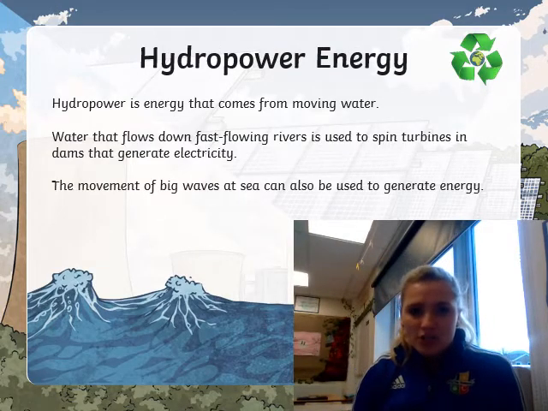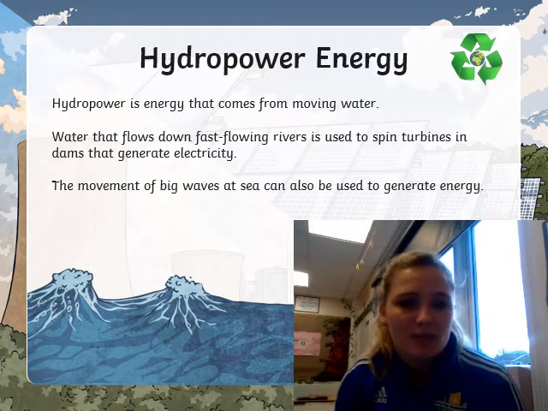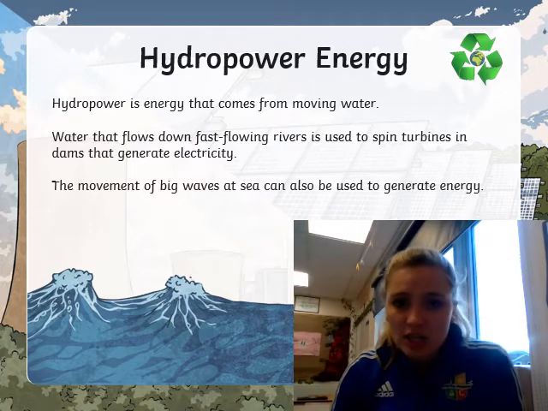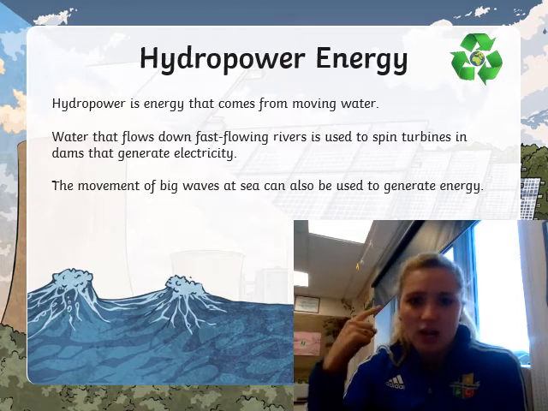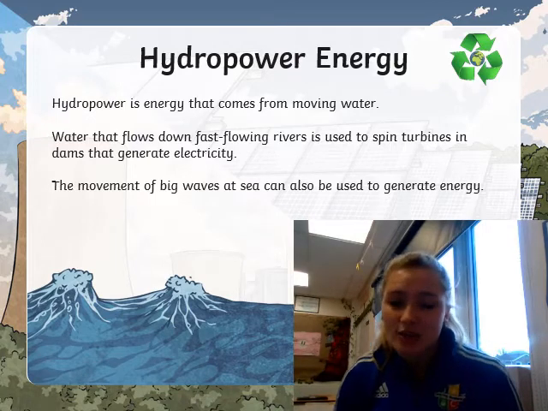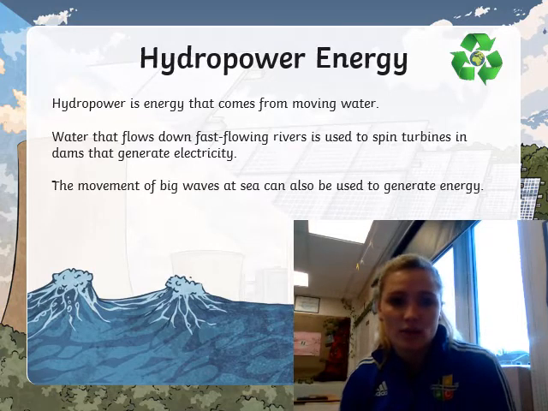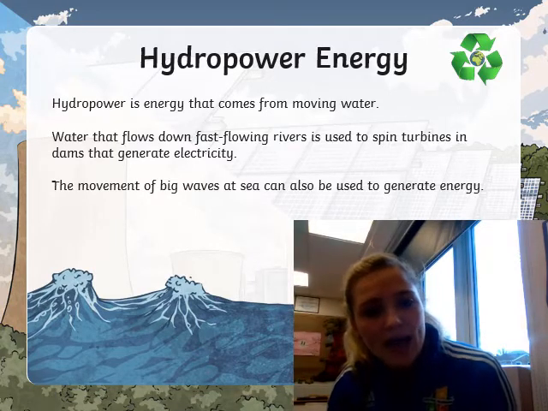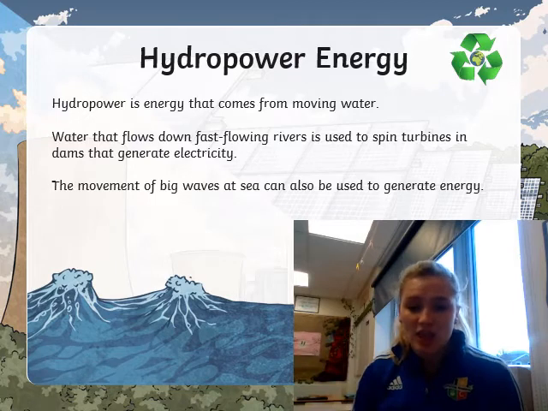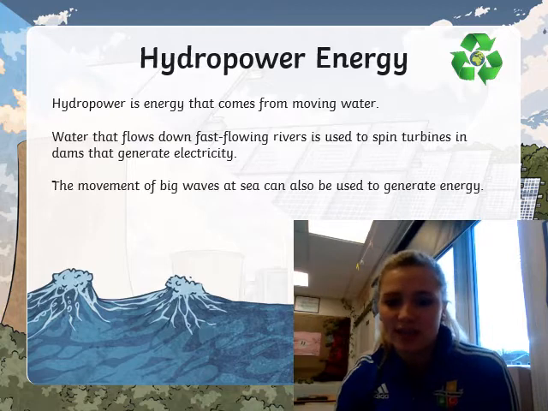Okay, we have something also called hydropower energy. This is what comes from water, the movement of water. The water flows down fast-flowing rivers and it's used to spin turbines. Just like the wind turbines, there are turbines under the water which the water spins, and that's in the dams, and that generates electricity as well. Then that electricity is used to help with your houses and things that you need electricity for. The movement of big waves in the sea can also be used to generate energy, again if they've got turbines in the sea to turn for the electricity.